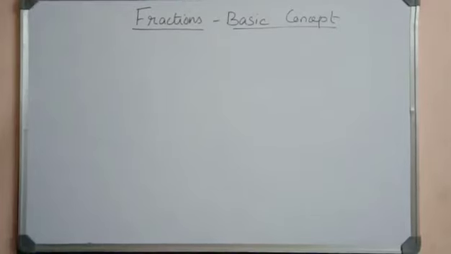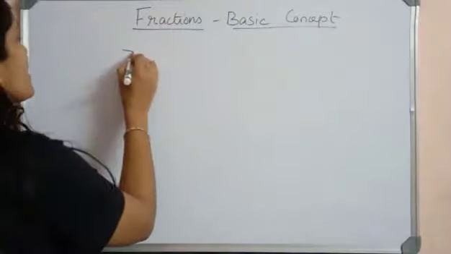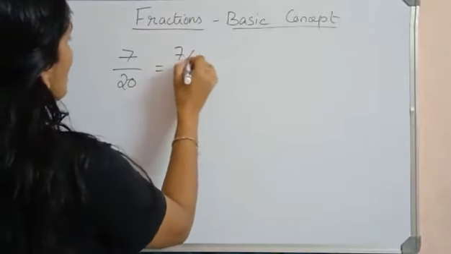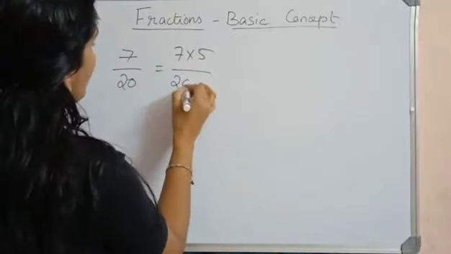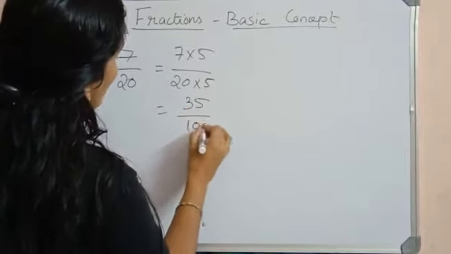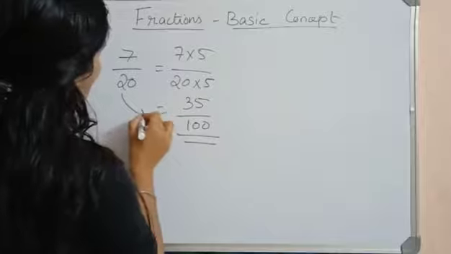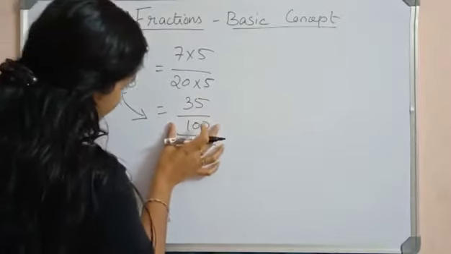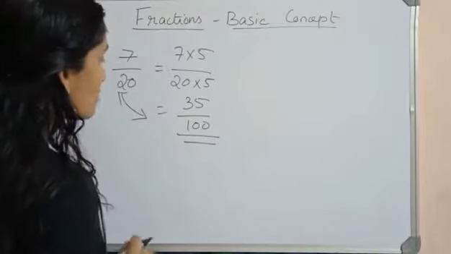And there is an important point you need to remember: if the denominator of the fraction can be expressed as 10 or some higher power of 10, then it is a decimal fraction. Consider an example, 7 by 20. 7 by 20 can be written as 7 into 5 by 20 into 5. So 7 5s are 35 by 100. So we can express 7 by 20 as 35 by 100, and here the denominator is 100.